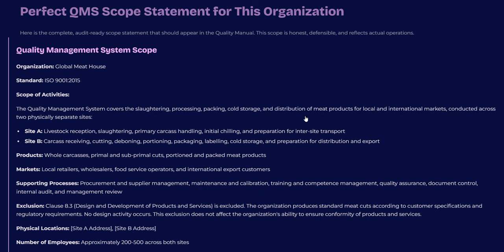The organization produces standard meat cuts according to customer specifications and regulatory requirements. No design activity occurs. This exclusion does not affect the organization's ability to ensure conformity of products and services. Physical location: the address of site A and the address of site B. Number of employees: approximately 200 to 500 across both sites.